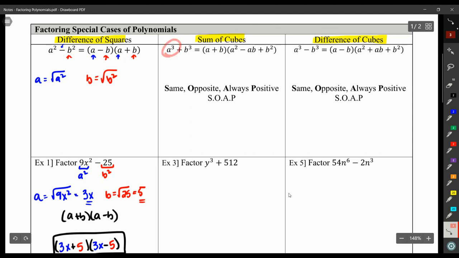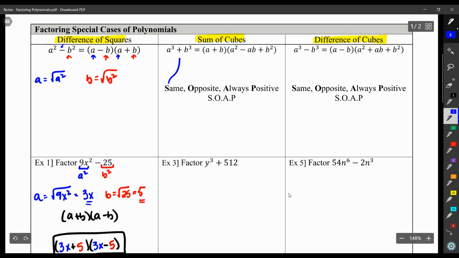And so a to the 3rd is a perfect cube. Now again, you don't have to memorize this layout, but it does help a little bit. Here's an acronym to help you memorize which signs go where. If you look, sum of cubes and difference of cubes are extremely similar, except for the sign location in the pattern. The word SOAP can help you remember what signs go where.